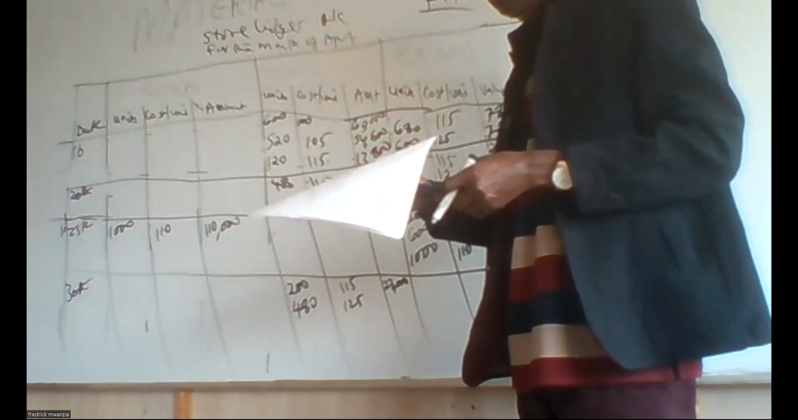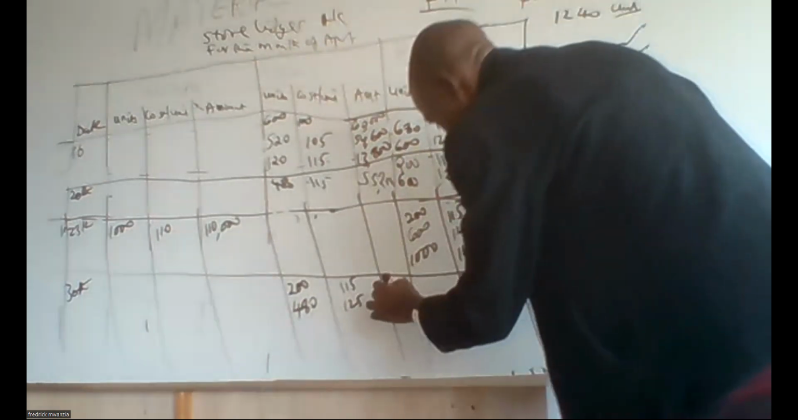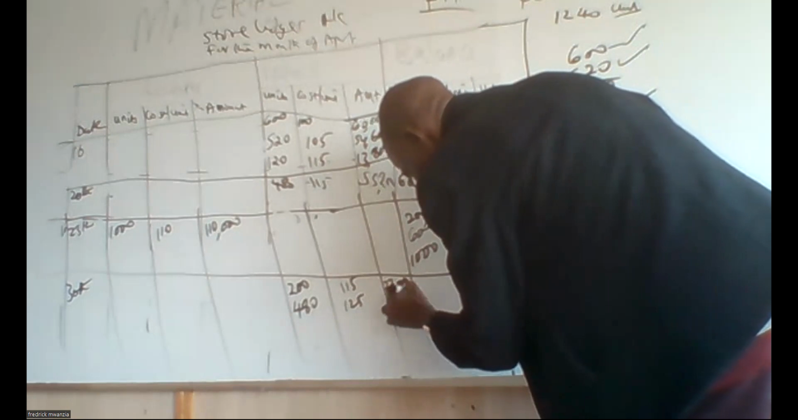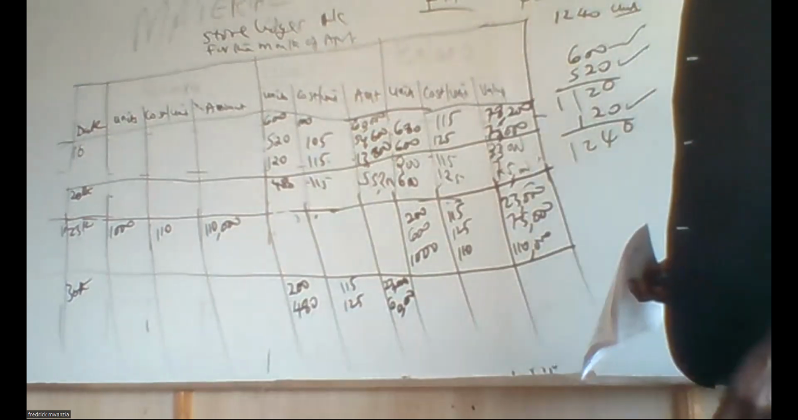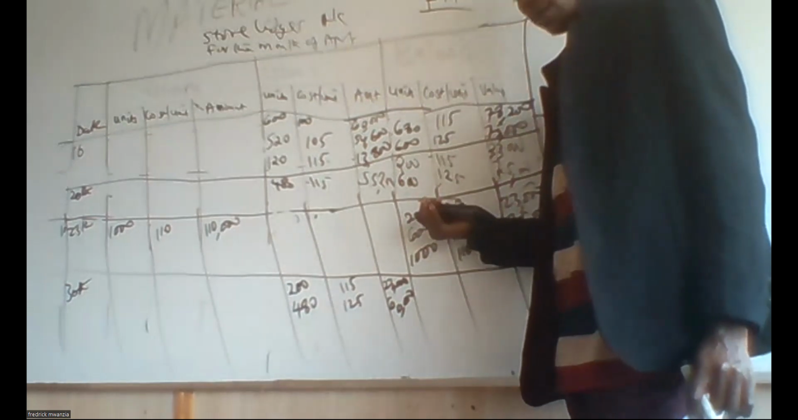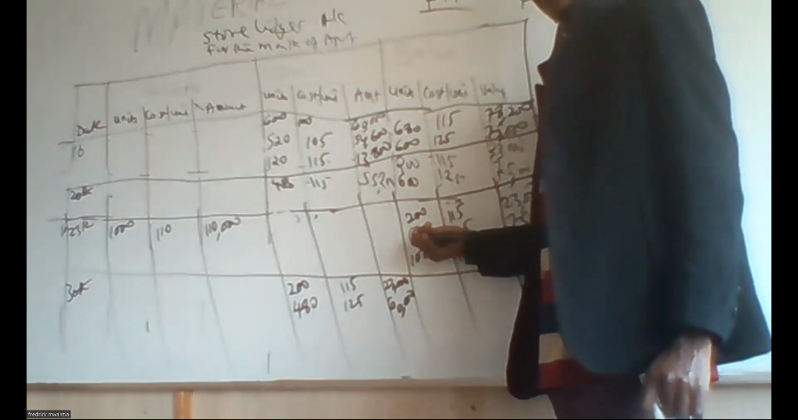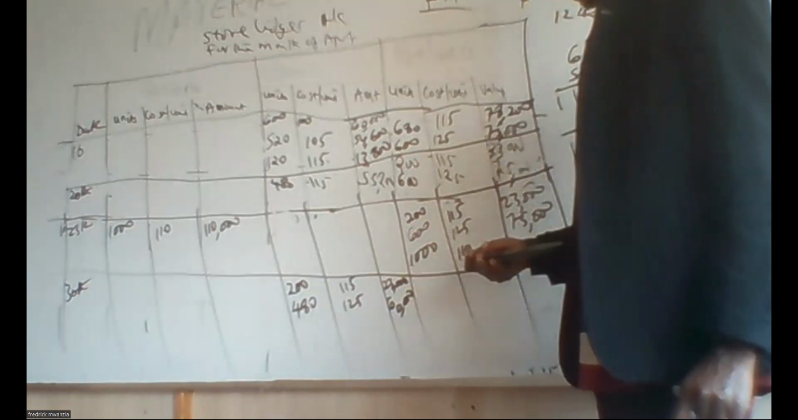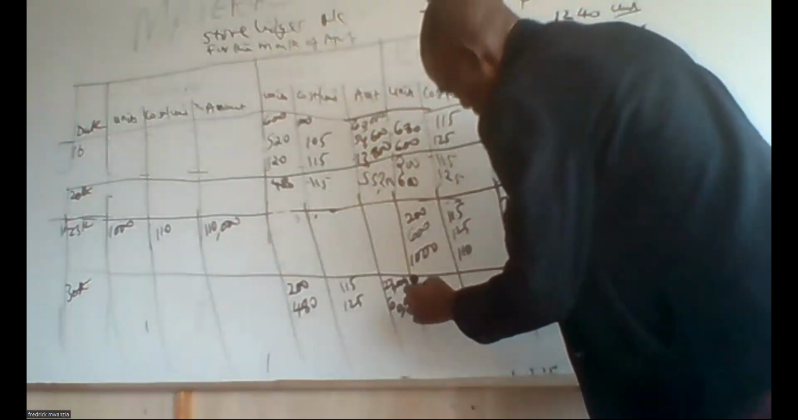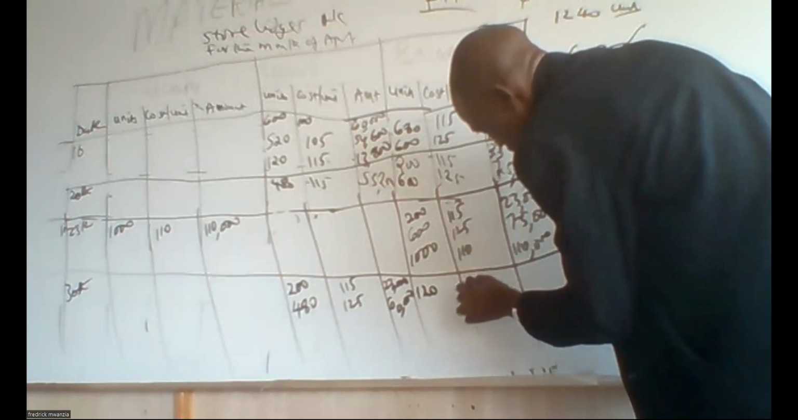480 times 125 gives you 60,000. Now, what is the balance? Remember, the first consignment is already gone. On the 600, you have partially used it. What is remaining is the difference between 600 and that, which is 120.